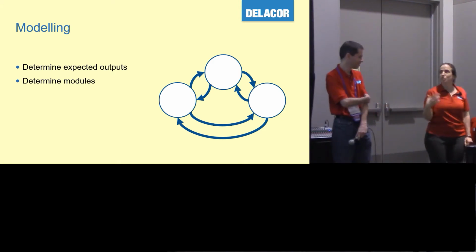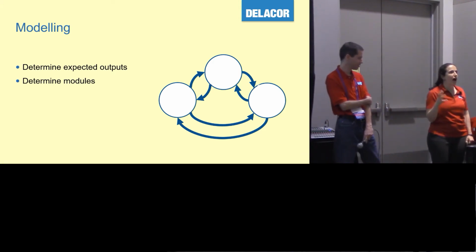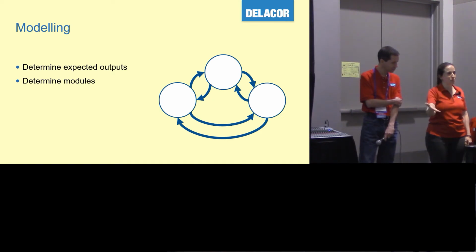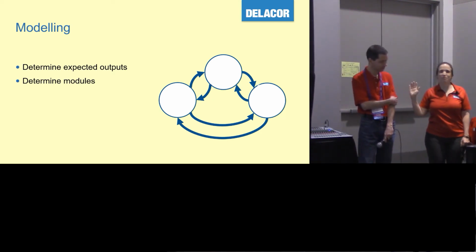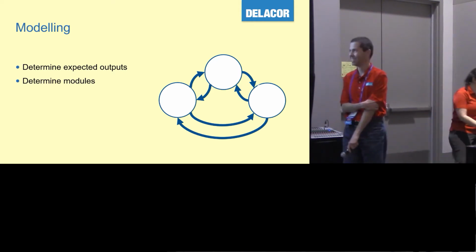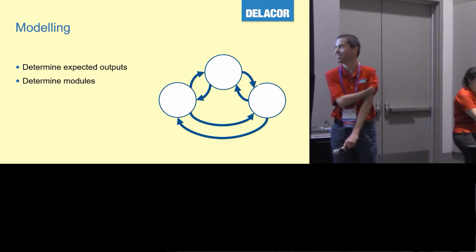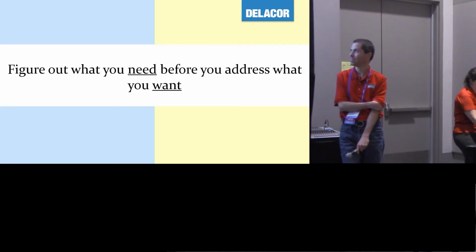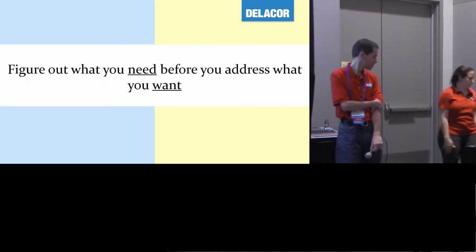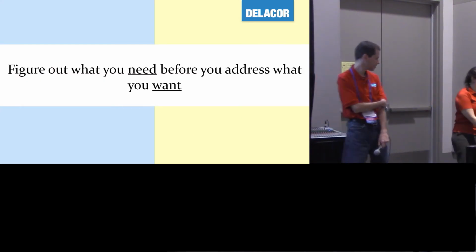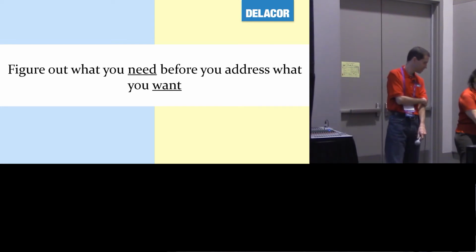All right. So what we're gonna do is go through some steps of how we're gonna get to this test-driven development, and what it is that we agree was common between hardware and software. So the first thing is modeling. So determine expected outputs, determine the modules. So this is, I said it already several times, figure out what you need before you address what you want.